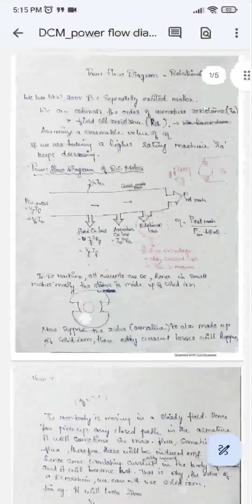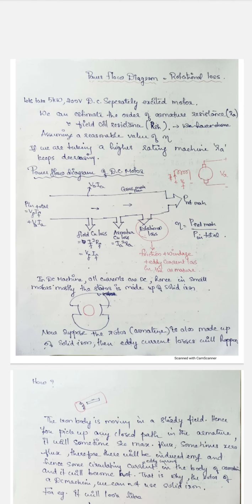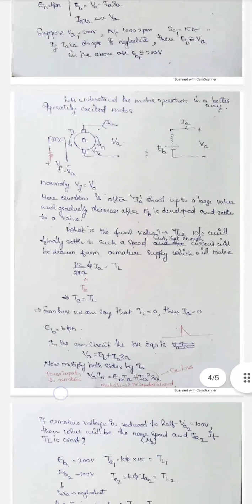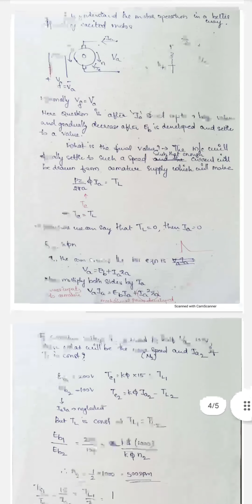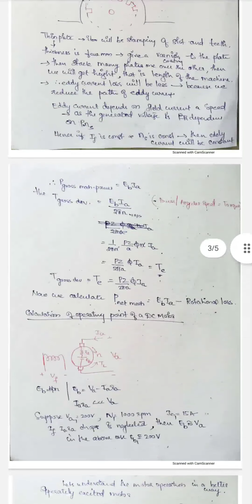You can just check here. See that after IA square RA is deducted, what was here? It was gross mechanical power. So you understood that the gross mechanical power developed is EB into IA. Now we got an equation form of gross mechanical power developed. Correct, very good. So now on page number 3 you have to check, gross mechanical power is EB into IA, isn't it?